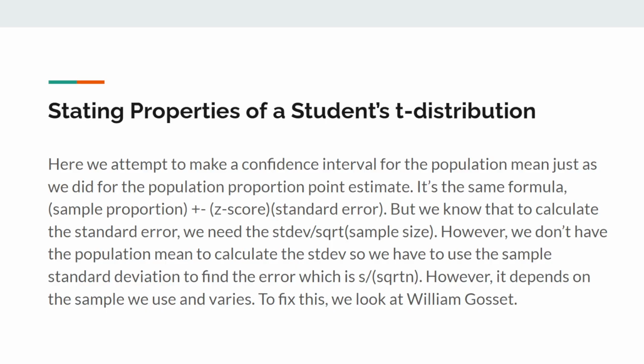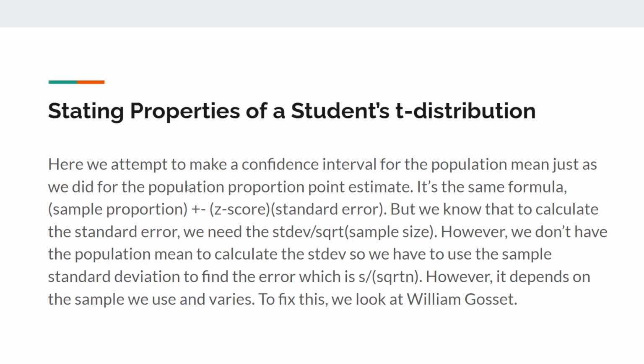A t-score is simply just a z-score, except we use a sample standard deviation to calculate the standard error, as opposed to using the population standard deviation, because to calculate the population standard deviation or population standard error, you need the mean, and we don't have that. That's what we're trying to find with the proportion.